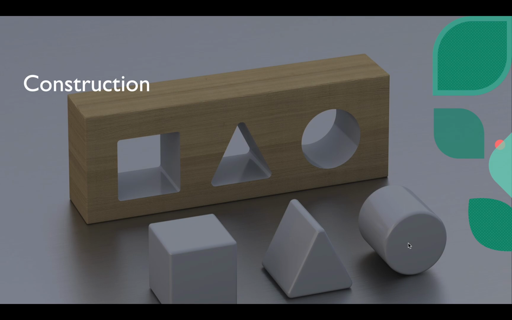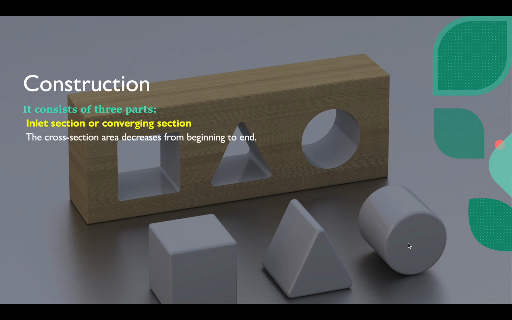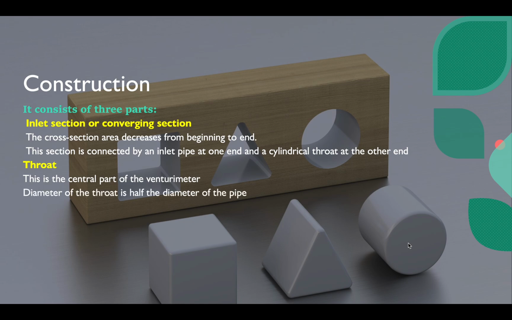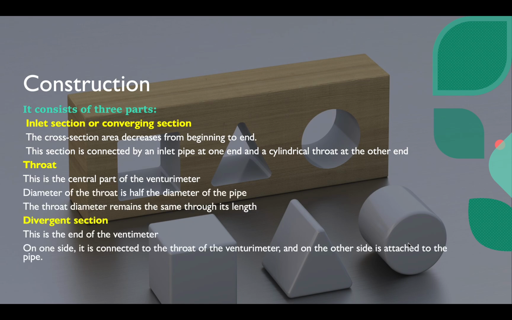Construction of Venturimeter. A Venturimeter consists of three parts: inlet section or converging section, throat, and divergent section. The inlet section or converging section is the area where the cross section narrows in a conical shape to connect with the throat region. In this section, the cross-sectional area decreases from beginning to end. This section is connected to the inlet pipe at one end and a cylindrical throat at the other end. The convergence angle is typically 20 to 22 degrees.